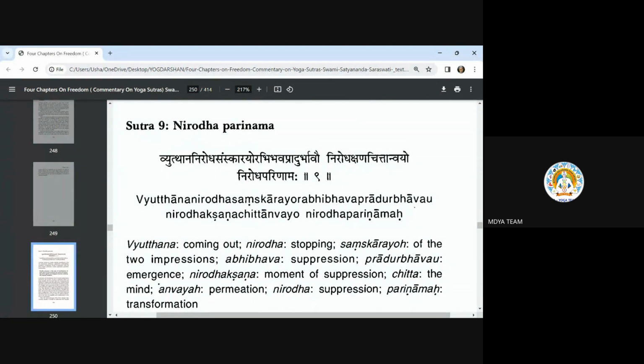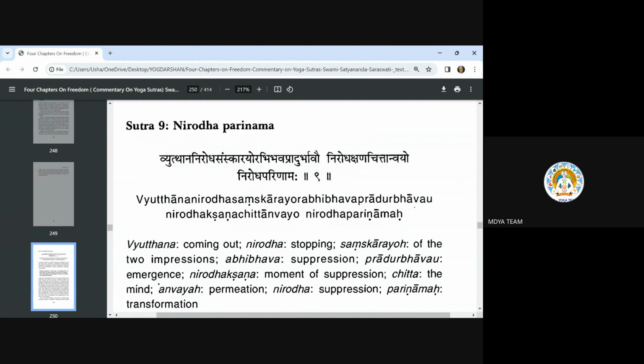So the impressions which relate to the agitated, the disturbed samskaras, and the samskara which relates to the nirodha, or the cessation, confining the mind to that particular object, stopping it there. Abhibhava pradurbhava means decline or reduction. So you see there is a decline in the vyutthana samskaras and an increase in the nirodha samskaras as a result of the practice of sanyama. He has used the words vyutthana and nirodha samskaras because he is trying to use abhibhava pradurbhava in the sense that the vyutthana samskaras are reduced and the nirodha samskaras are increased.